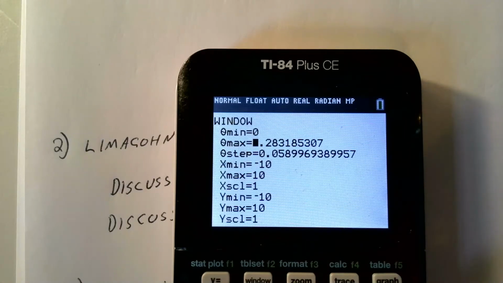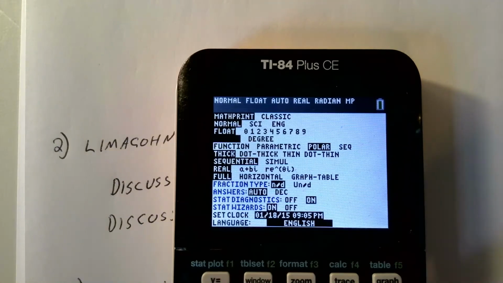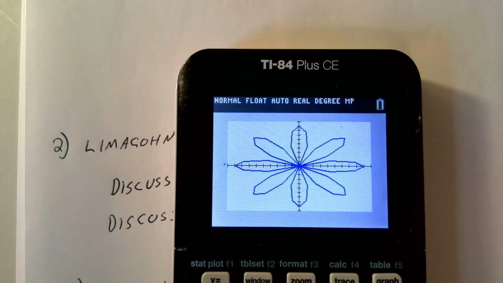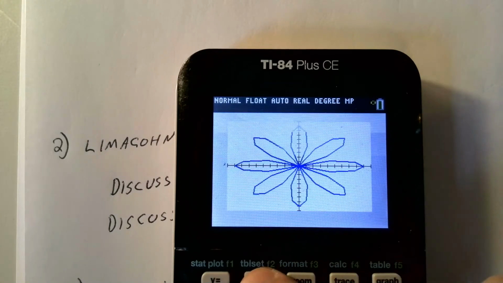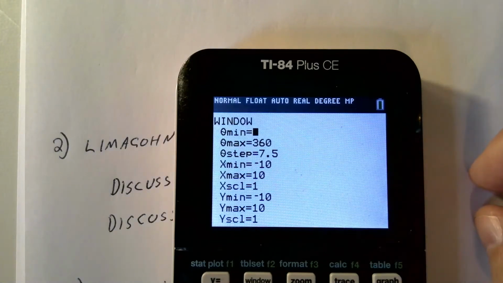Whereas if I changed it, instead of 0.05, I made it be, say, 0.5, it would be really choppy. Because again, it's doing it in half increments up to 2 pi. So you really have to think about what's going on with that. And you know, of course, that if you go to your mode and you go to degrees and zoom 6, it'll look the same thing as what it did before, except now your window is going from 0 to 360 with 7.5 degree intervals.